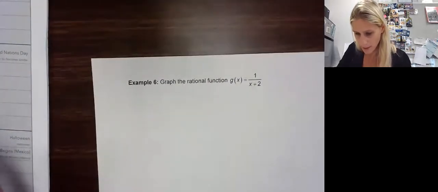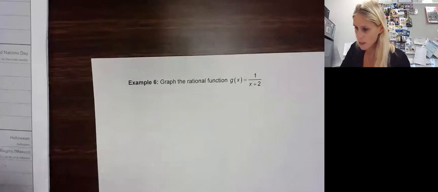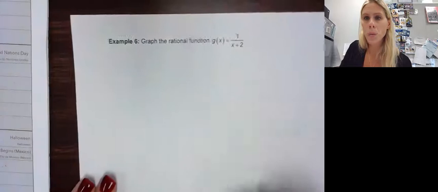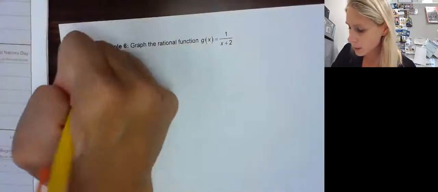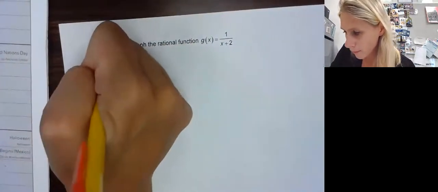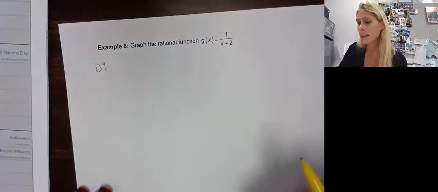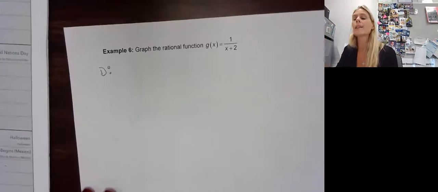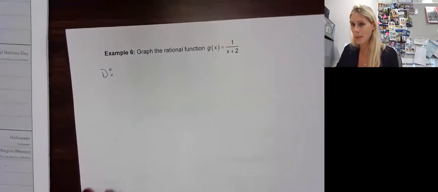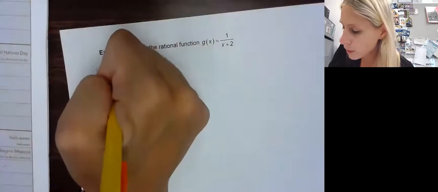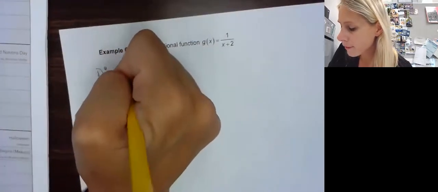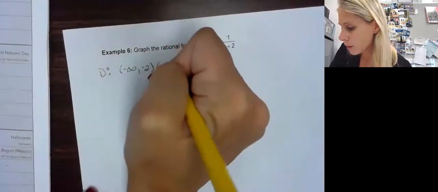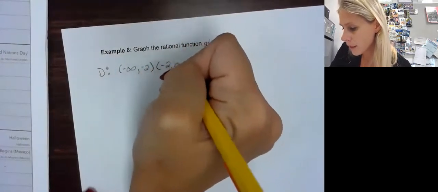All right, so here we go. We have g of x equals 1 over x plus 2. So remember, we're going to do domain first. Domain says what makes the denominator 0, what can't it be? It can't be -2. So our domain is -infinity to -2 and -2 to infinity.